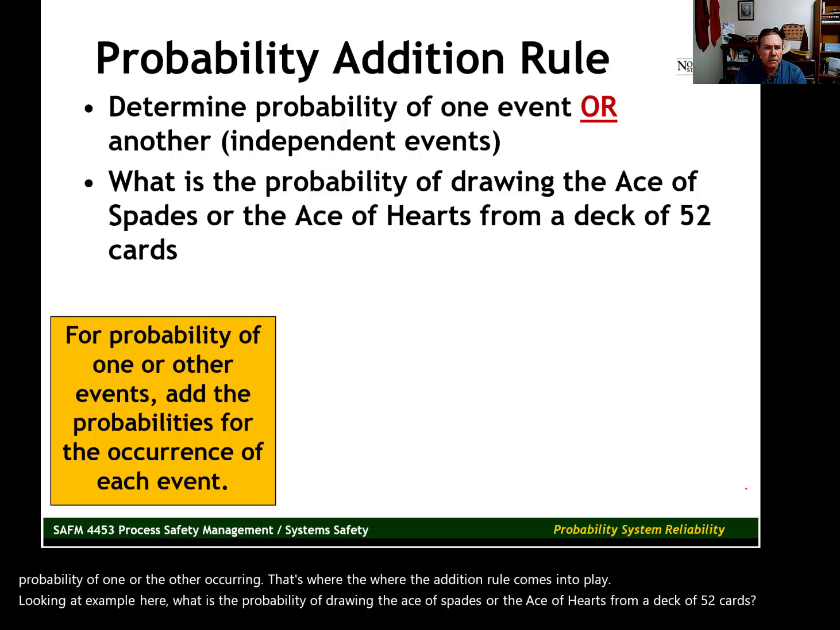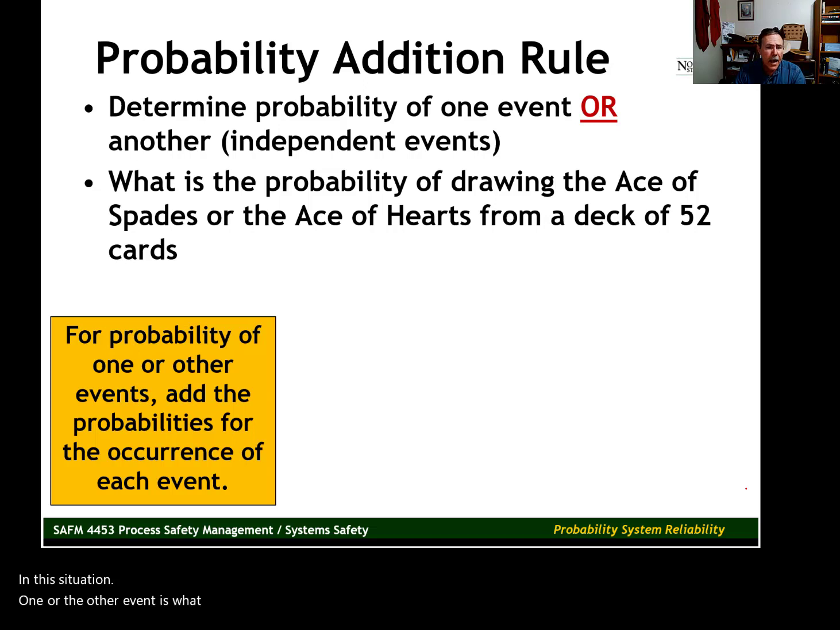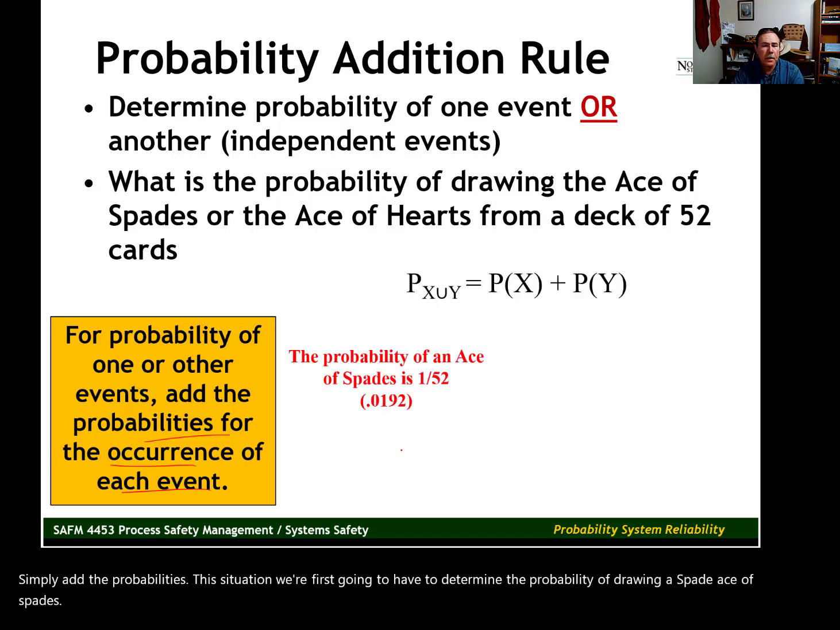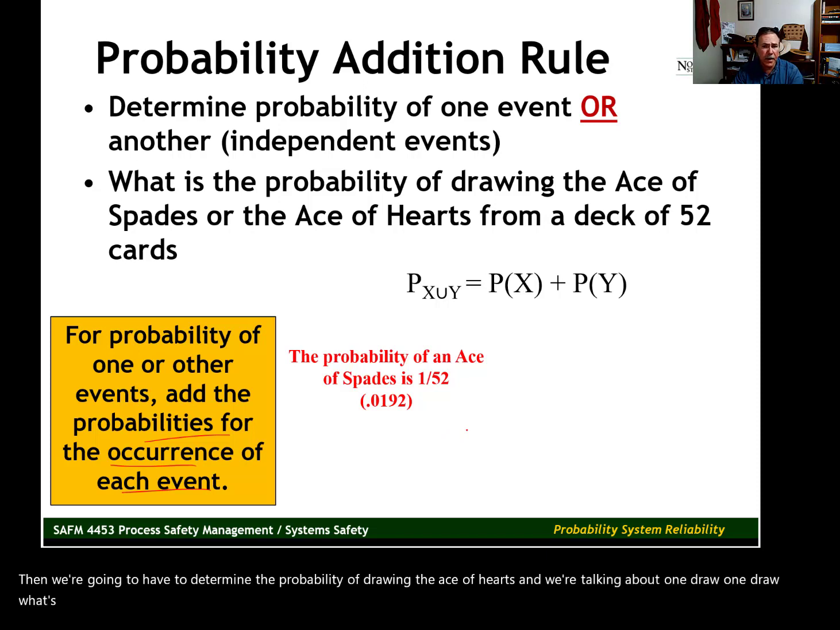In this situation, one or the other event is what we're interested in. We add the probabilities for the occurrence of each event. Simply add the probabilities. We're first going to have to determine the probability of drawing the ace of spades. Then we're going to have to determine the probability of drawing the ace of hearts. And we're talking about one draw. What's the chance of an ace of spades or the ace of hearts?